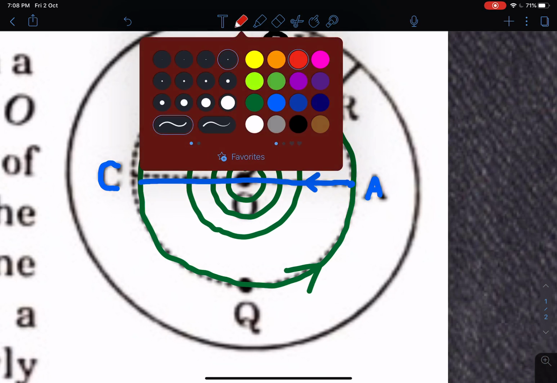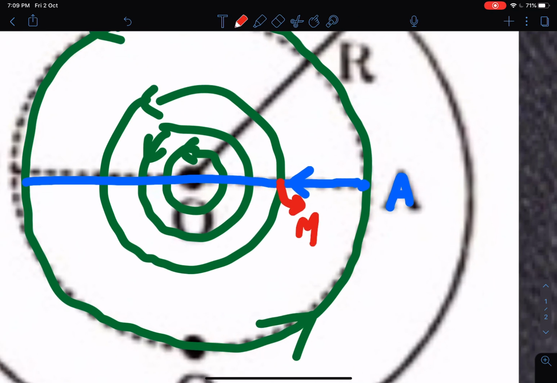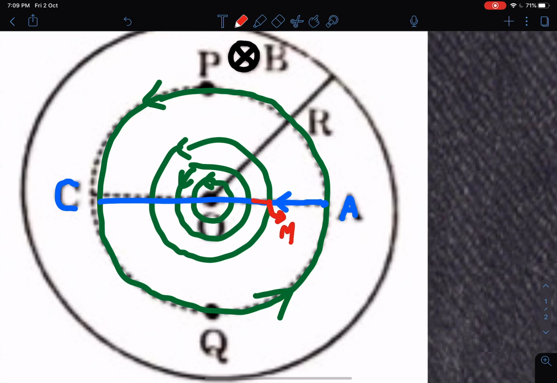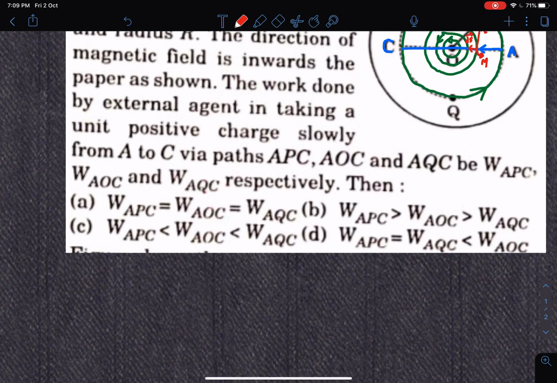For example, let's say that the charge has reached this point. Let's call this point M. This charge is going to undergo a tiny displacement in this direction, radially inward towards the center. But what about the electric field? The electric field line is tangential. So this is the electric field and this is the tiny displacement. Since the electric field is tangential, the force from the electric field is tangential, and so it will do zero work. And so the external agent also needs to do zero work in this straight line path from A to O to C. So the work done from A to O to C is 0.